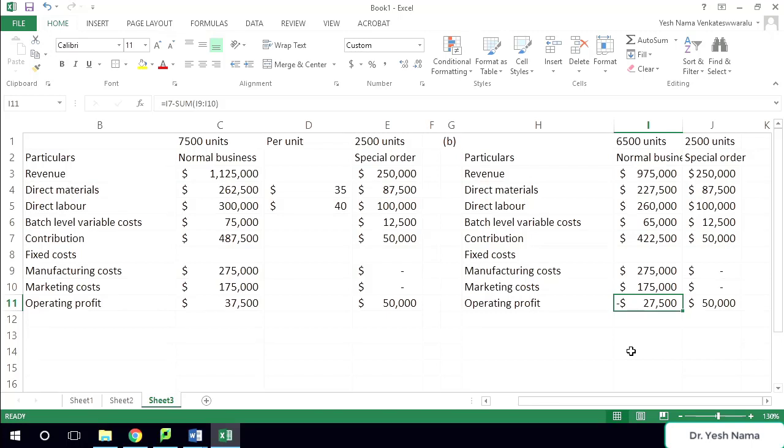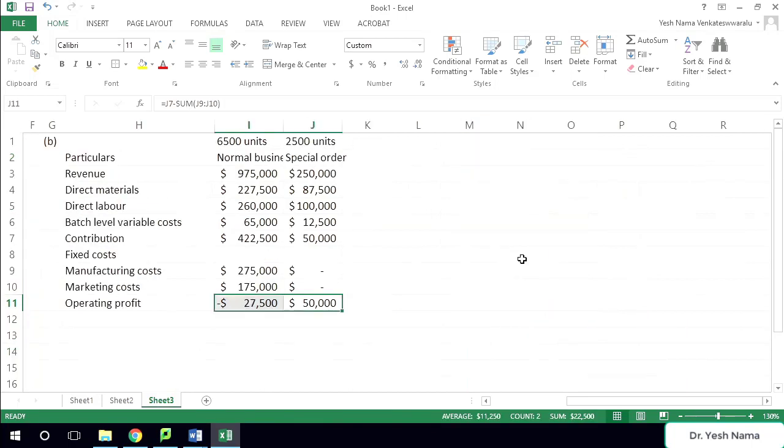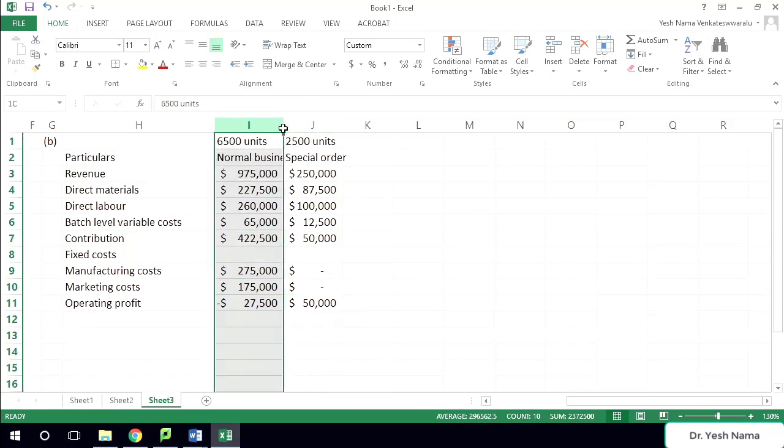So in this case, if we accept the special order, our normal business will go down because the capacity is not 10,000 but 9,000. Now, would you accept it? We are not comparing answers from option B to question from A. We are not doing that because now the capacity is not 10,000, now the capacity is 9,000. Right? If the capacity is 9,000, if you accept the special order, this is what will happen.